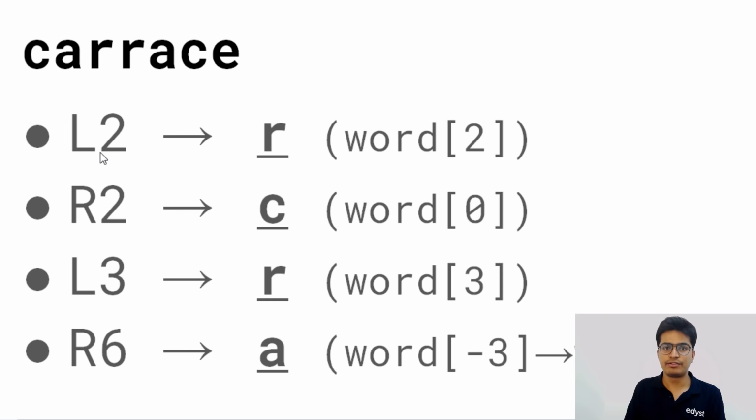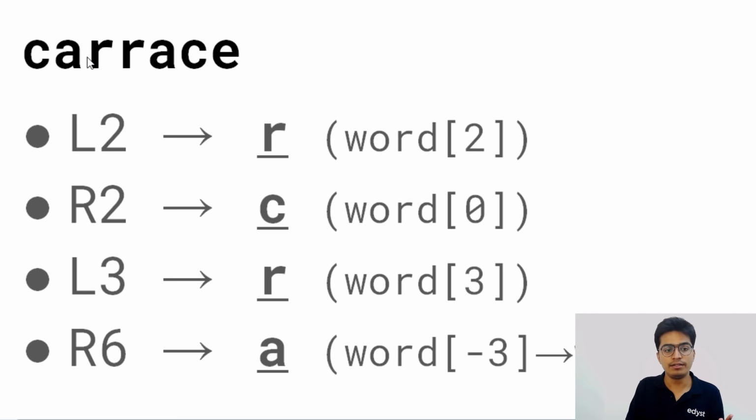Every time I do a left rotation by some amount, before I do any rotations, my current first character in this original string is word of 0. After I do a left rotation by 2, my current first character becomes word of 2. Then I do a right rotate by 2, which means it goes back again. The first character of the current string becomes C.